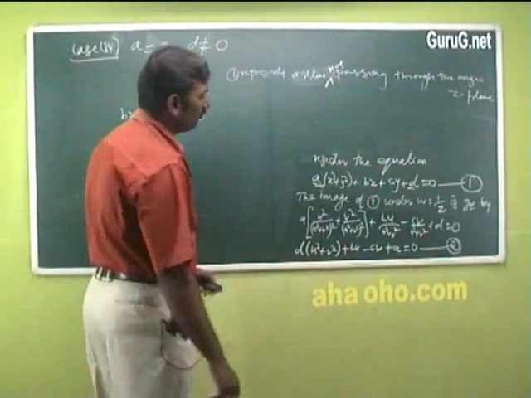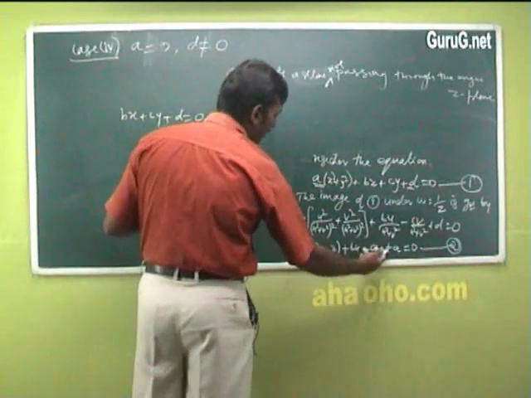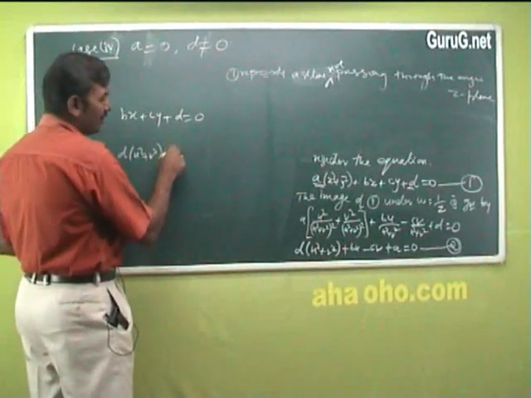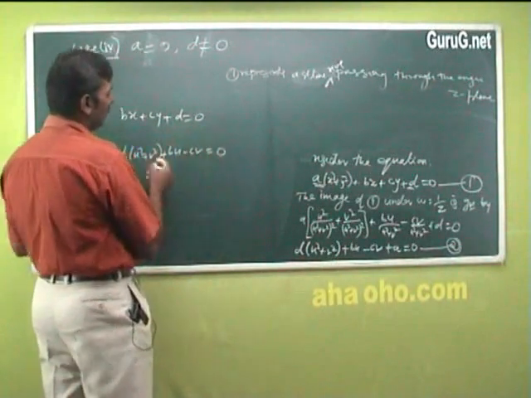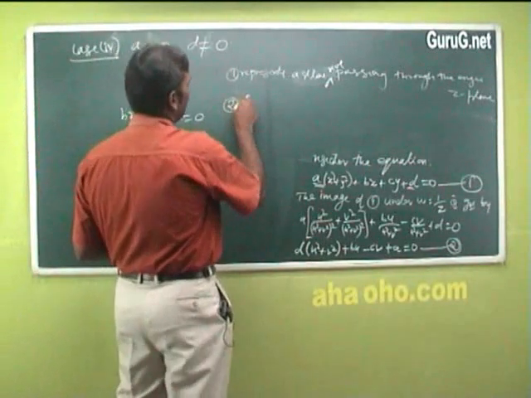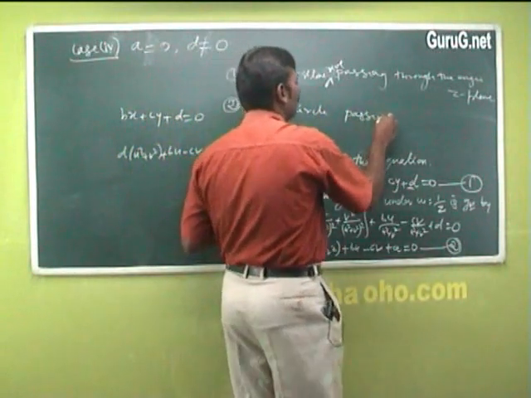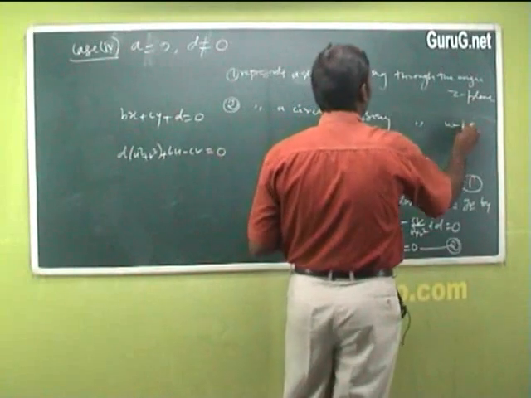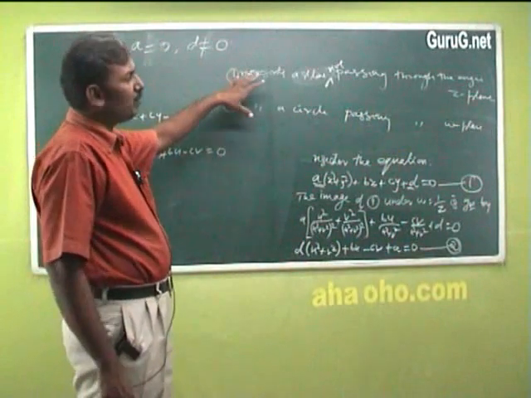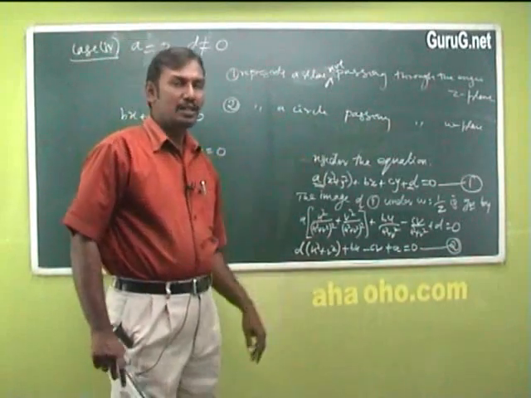Now what will be equation 2? With A equal to 0 and D not equal to 0, what will we have? D into u square plus v square plus Bu minus Cv equal to 0. Which is nothing but a circle passing through the origin, right? So equation 2 represents a circle passing through the origin in the W plane, right? So under this transformation, a straight line not passing through the origin in the Z plane is transformed into a circle passing through the origin in the W plane.